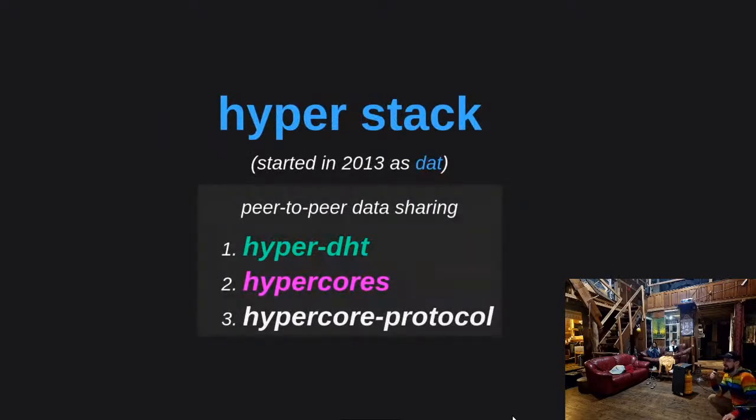So there's a hyperstack, and it started in 2013 as DAT, and it's basically about peer-to-peer data sharing, and it has three main parts. One is called the Hyper DHT. That's basically the networking and how you discover other peers. Then there's Hypercores, which is basically the core data structure on top of which all more complex data structures are built. And then there's the Hypercore protocol, which, after you discovered some peers, allows you to replicate data with those peers, a little bit like BitTorrent. Right. So how does that work in detail?